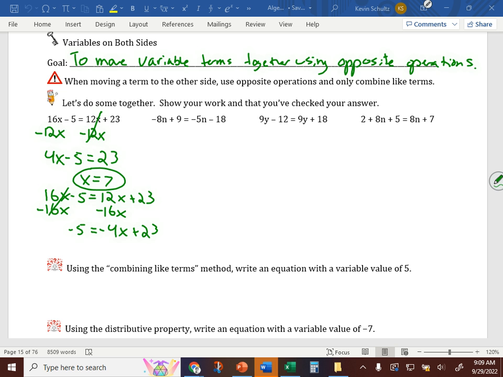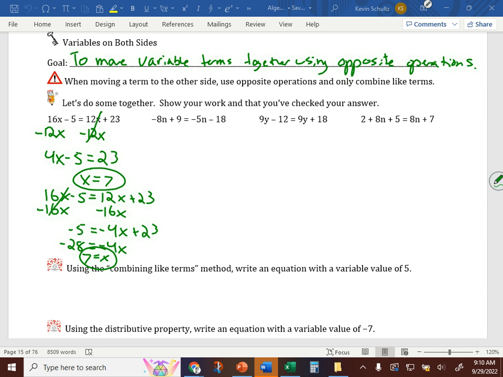For this one, subtract 23, which gives us negative 28 equals negative 4x. Notice how we still get positive 7 as an answer? Because now we're dividing a negative constant by a negative coefficient. And a negative divided by a negative equals a positive. Right? So it doesn't matter which side you move them to. You will get the same result because math is amazing. Okay? But here's my analogy.